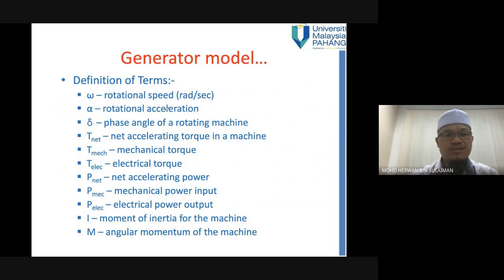Okay, so this is just the definitions. Normally omega is the rotational speed in radians per second. Alpha is the rotational acceleration. Delta is the phase angle of the rotating machine. T net is the net accelerating torque in the machine. Tmac is the mechanical torque, T-elect is the electrical torque. Then P net is the net accelerating power, Pmac is the mechanical power input, P-elect is the electrical power output. Then we have the moment of inertia I, and M is the angular momentum of the machine.